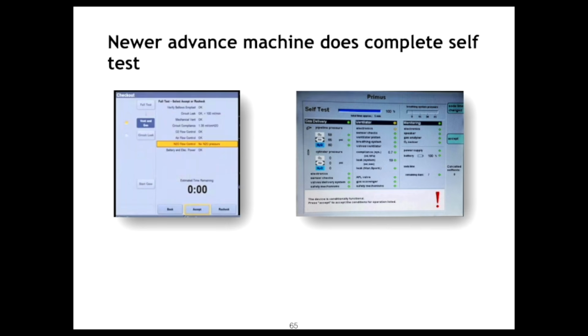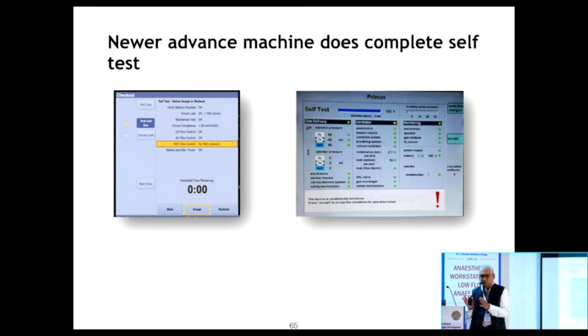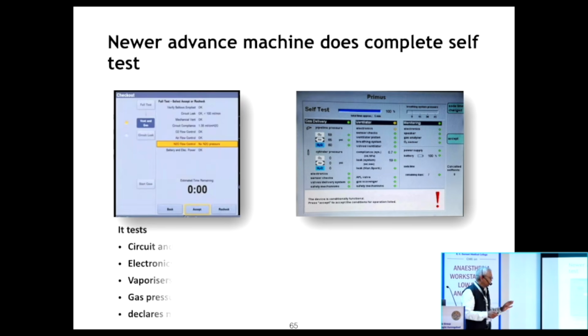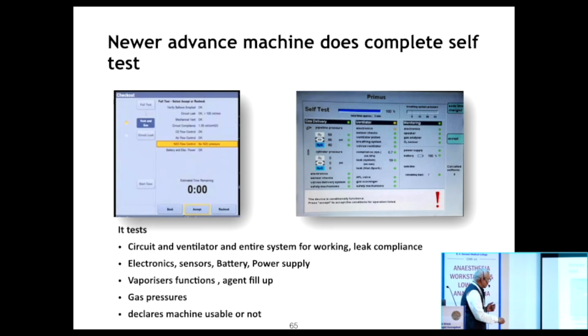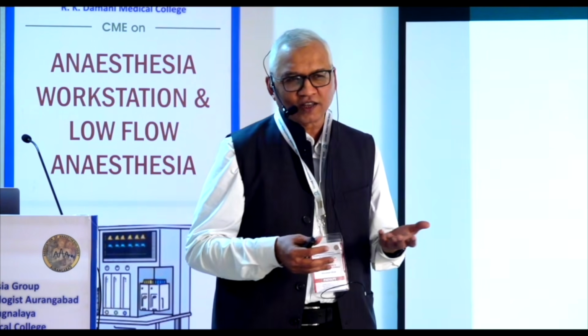Newer anesthesia machines actually do a pre-test. If you try to see the pre-test of your anesthesia machine, it gives you a lot of information. It has everything in it. It can check the circuit, ventilator, entire system working, electronic sensors, battery, power supply, vaporizer functions, gas pressure, everything it can check. And you should do it. The problem is this, we tend to bypass. Morning, we reach late, the surgeon is really after us, we bypass the test.